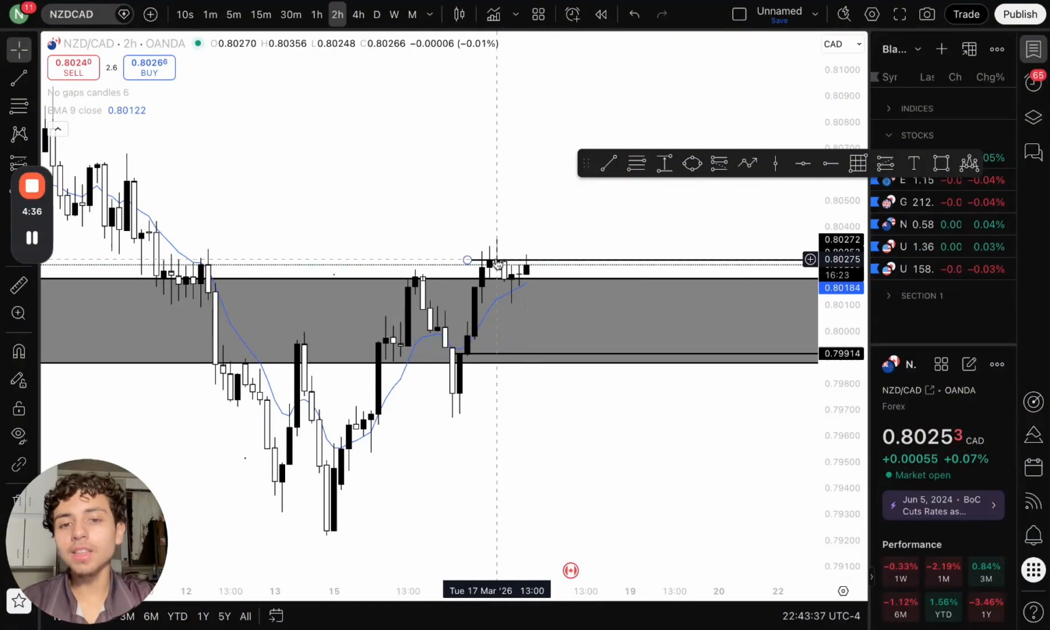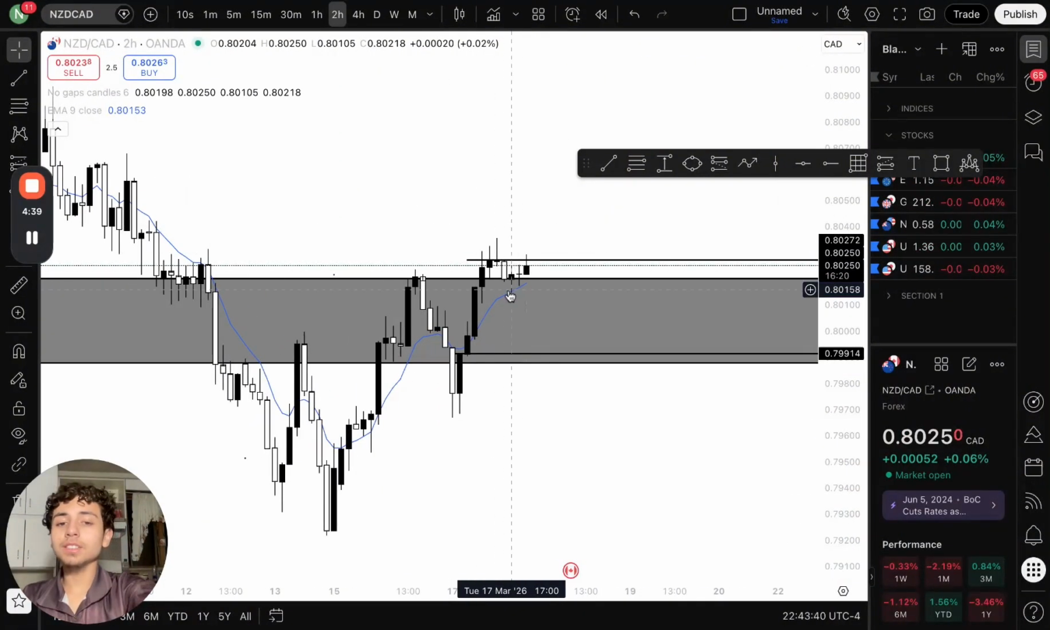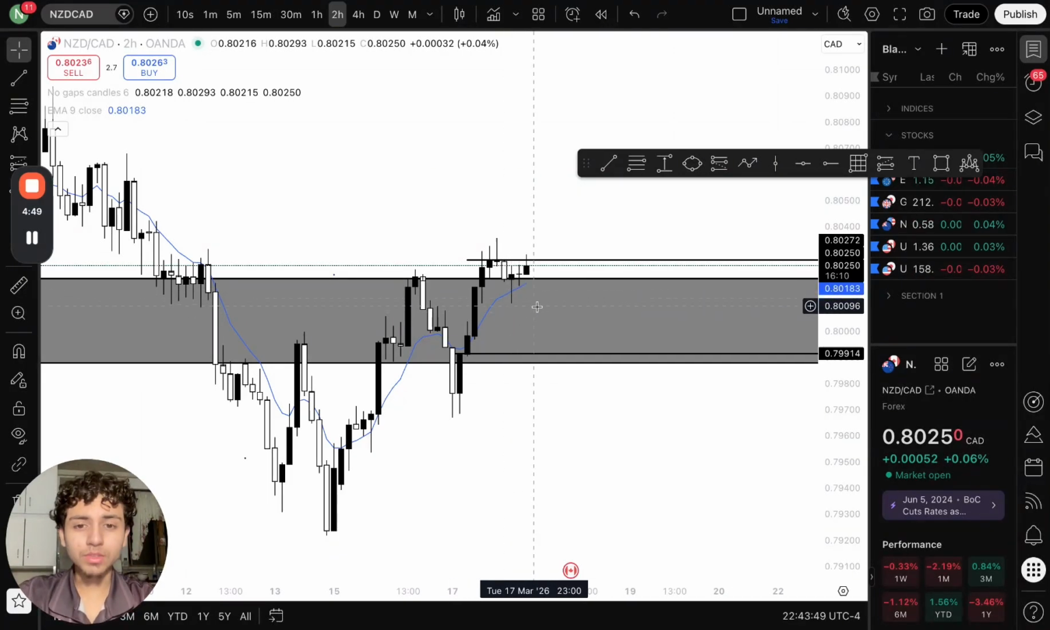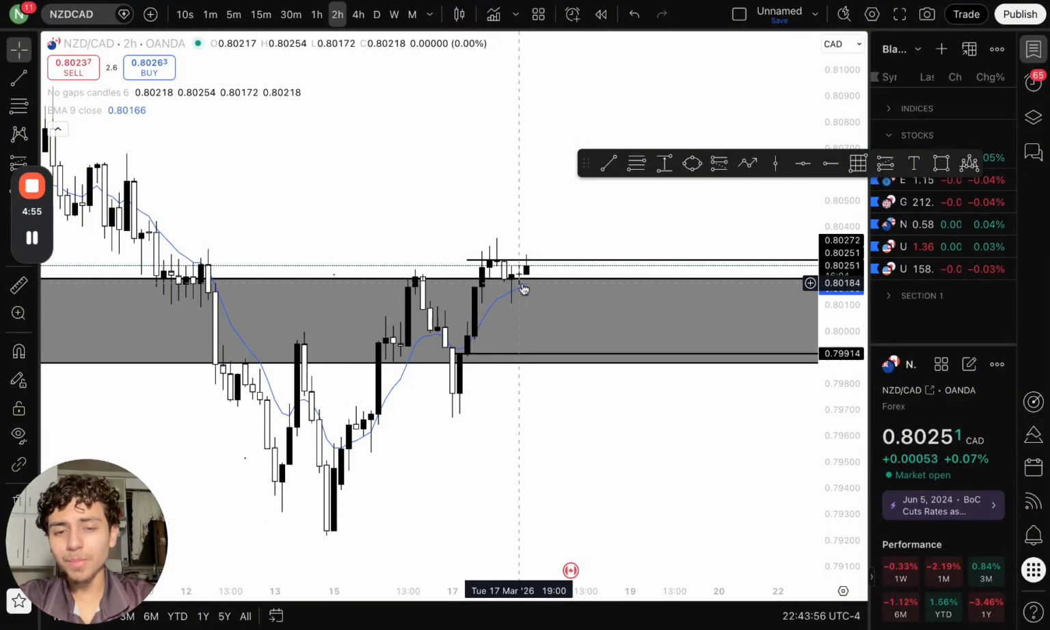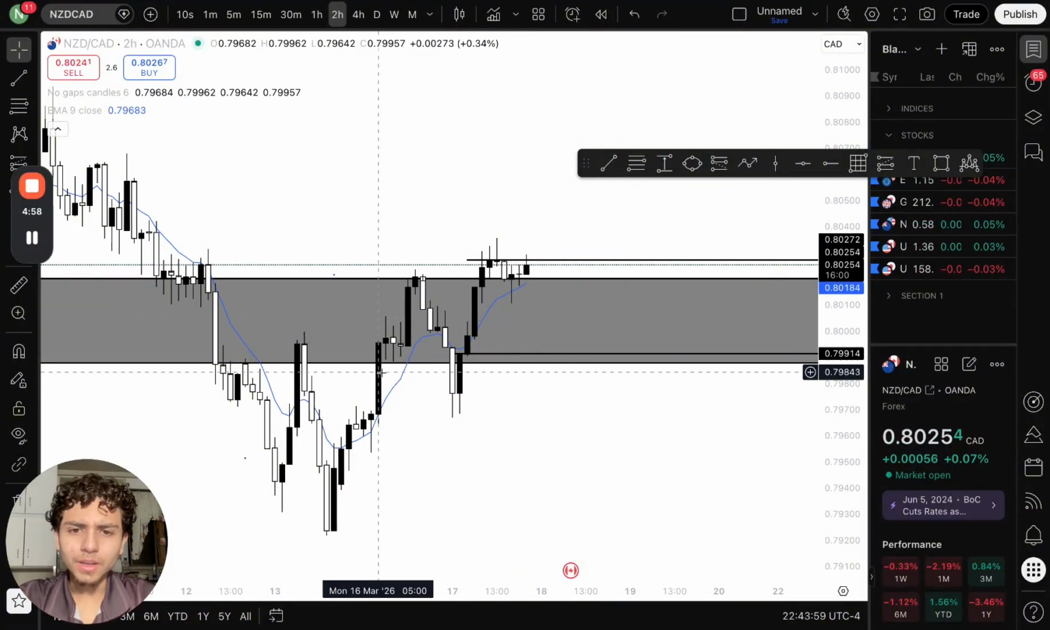On the 2 hour, we see that this candle right here respected the area of interest. It retraced and came back to the area of interest. But once it came back, it didn't close in or below the area of interest. It closed almost right by the area of interest. And I'm like, okay, great.